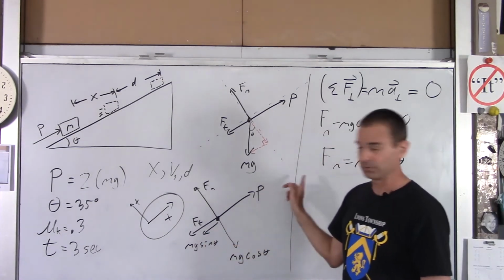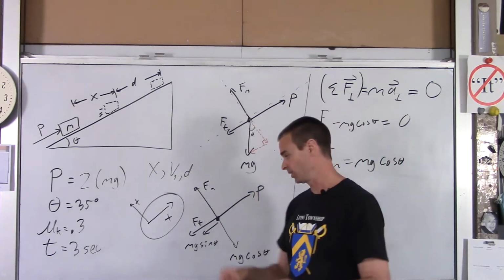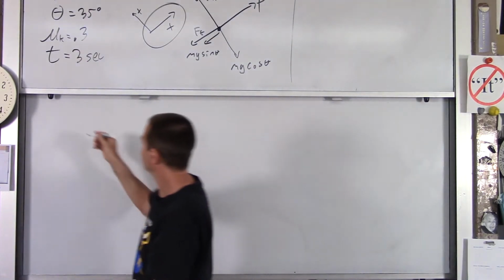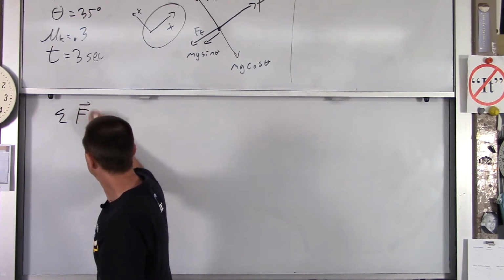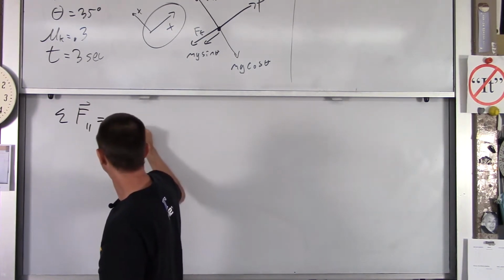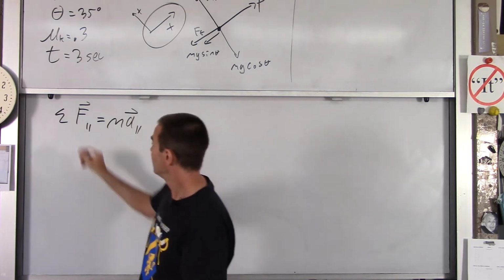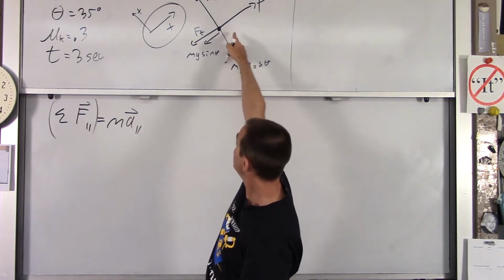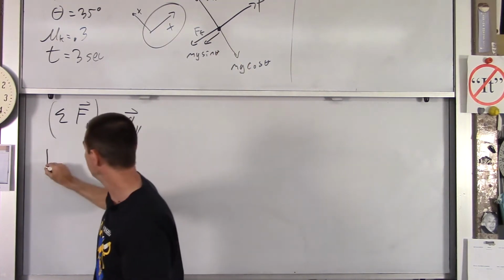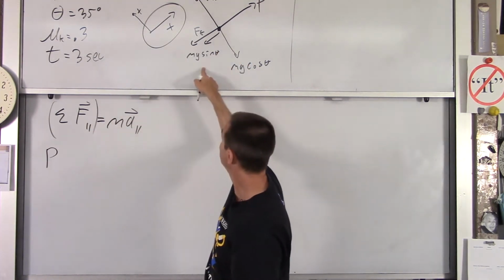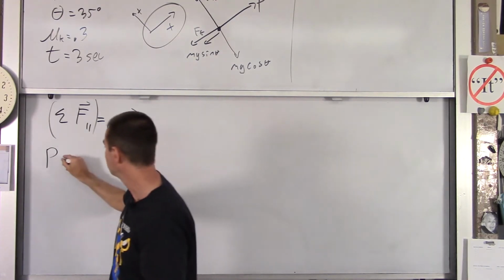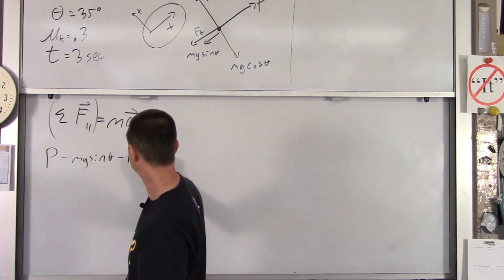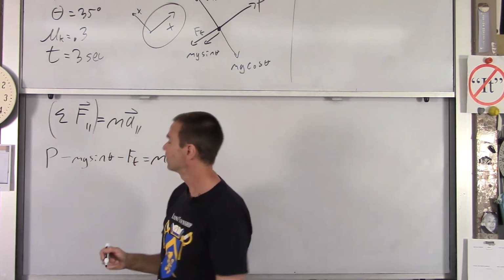Now we'll look at the parallel direction. Okay. That's the more interesting direction. So for that, we've got net force parallel to the motion equals ma parallel. Okay. Well, in the parallel direction, we've got three forces. We got P pointing up, so that's positive. And then both of these guys are pointing down the incline, so they're both negative. So we'll say minus mg sine of theta and minus friction, and that equals ma, okay?